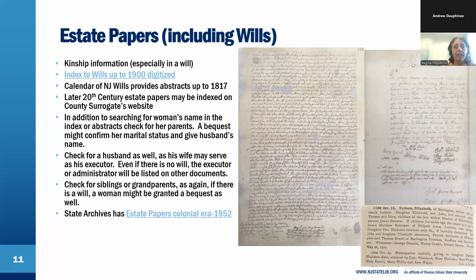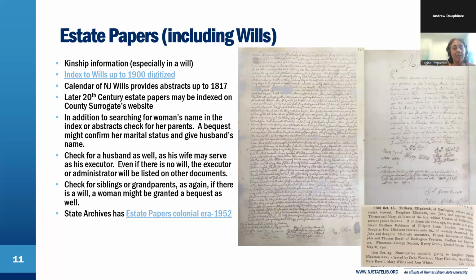Again, check directly for a woman in any of these indexes because, like our example over here, she might be listed directly. But you should check her husband, her parents, her grandparents, and her siblings if you can't find her, because if there is a will included in their estate packet, they may have left her a bequest. If she is a close relative, such as a daughter or a spouse, she might be named an executor.